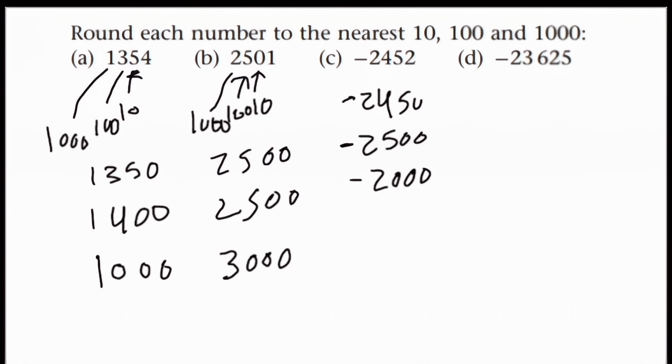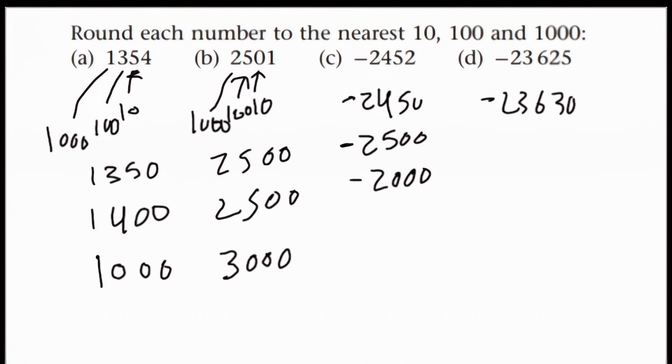Negative 23,625. Round it to the nearest 10. Which number is in the 10 place? 2. Which number is before it? 5. 5 is more than or equal to 5. So it will be negative 23,630.